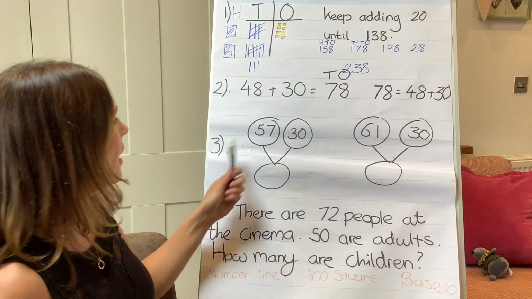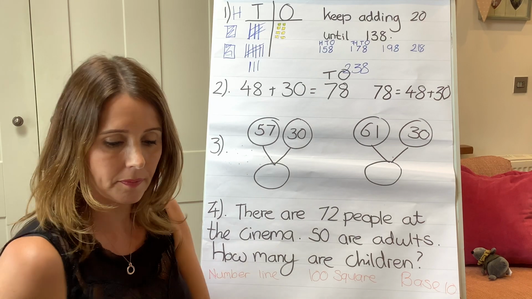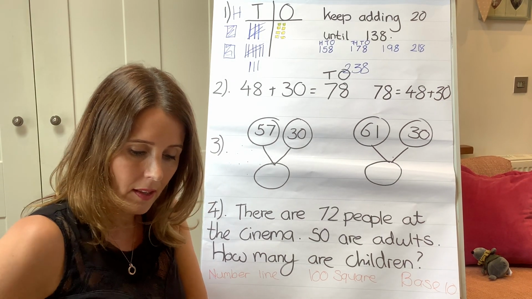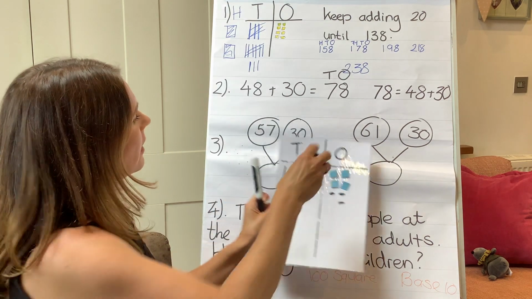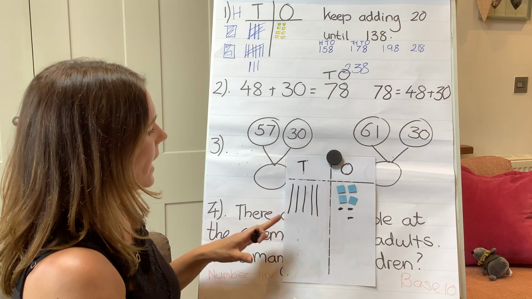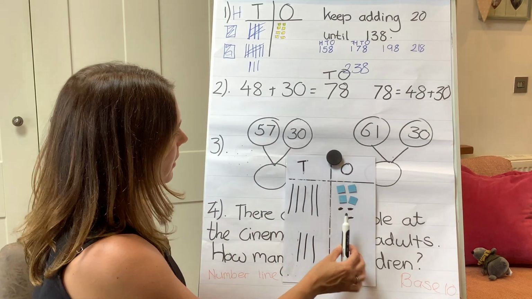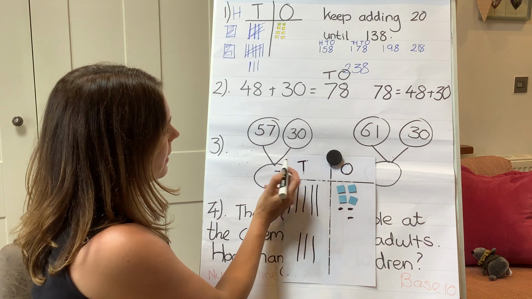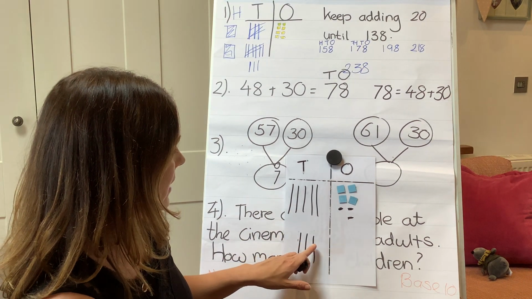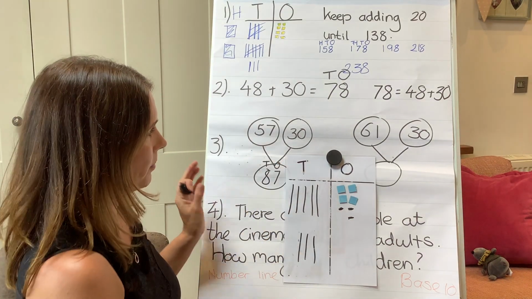Okay, so 57 and 30. We can start with 57. So we can have 57 and we need to add on 30. So if we add those, we've still got our 7. So our 7 remains in the ones, and we've got 50, 60, 70, 80. We've got 8 tens, so we've got 87.